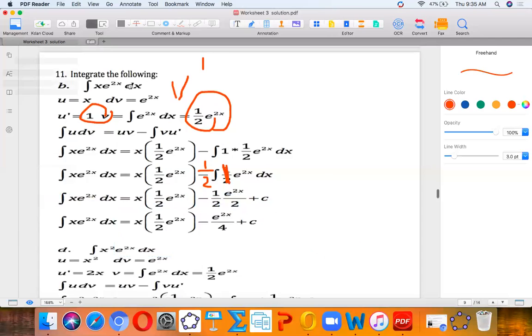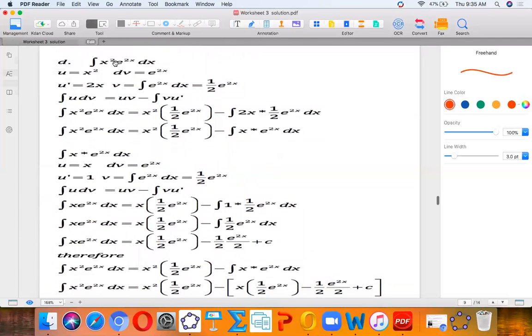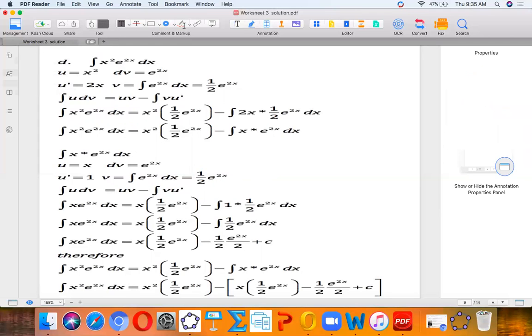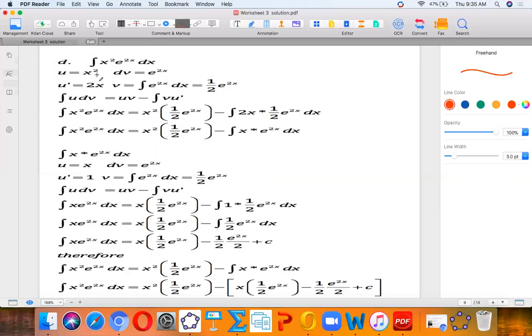Here we have another activity, which is x squared e to the 2x. So what we're going to do, we're going to assign 1 to be u and 1 to be dv. Now, u is always the one that when we differentiate, no matter how many times, eventually we'll arrive at a constant. So x squared, when we differentiate x squared twice, we will arrive at a constant.